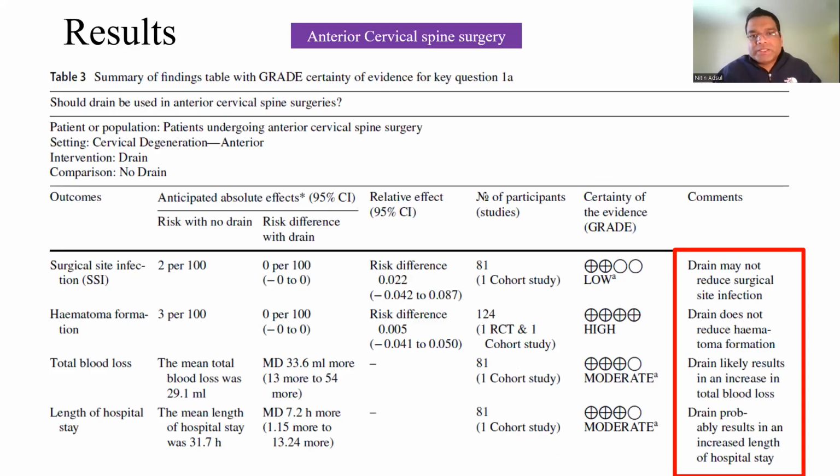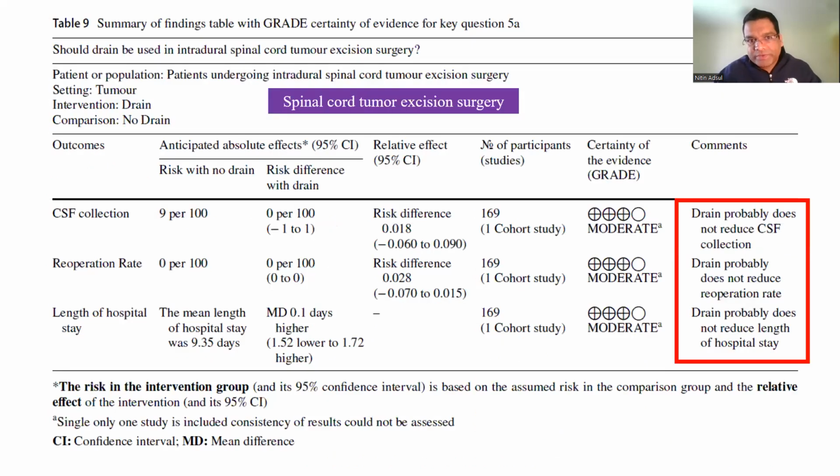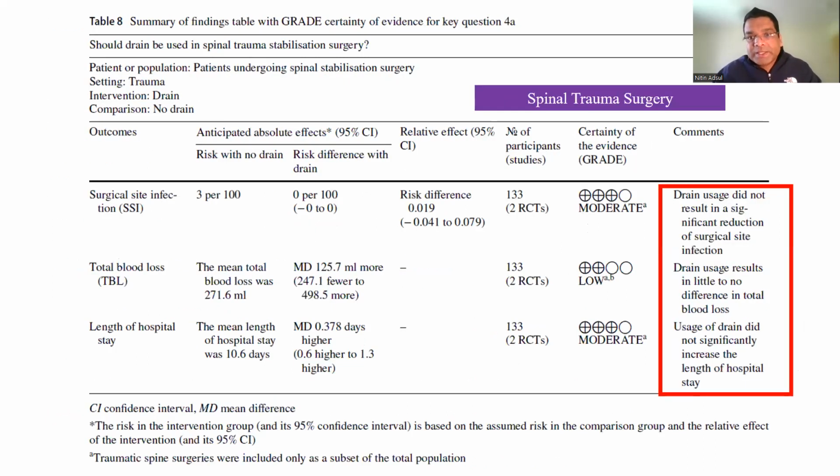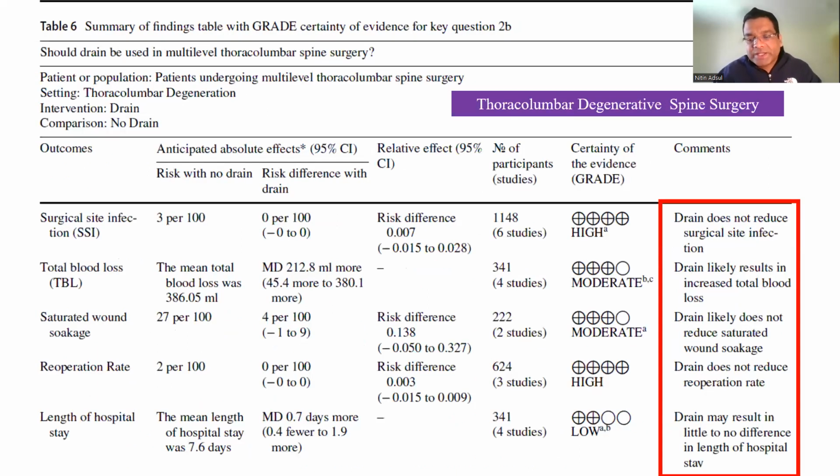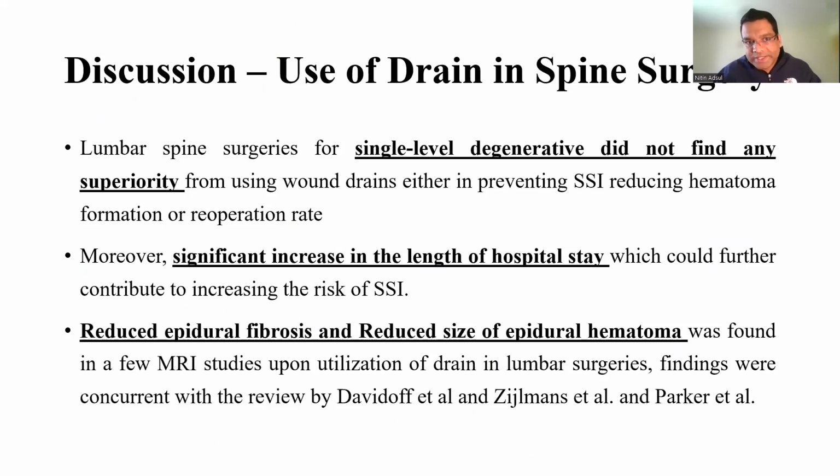So basically, I'll just come to the results. Anterior cervical spine surgery, there is no benefit of the drain. Spinal cord tumor excision surgery, there is no benefit of the drain. It does not reduce the CSF collection. Drain probably does not reduce the reoperation rate as well. The drain probably does not reduce the length of the hospital stay. Spine trauma surgery, there is no use of drain. Thoracic lumbar degenerative spine surgery, there is no use of drain.